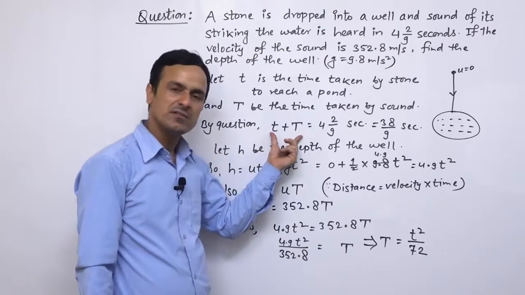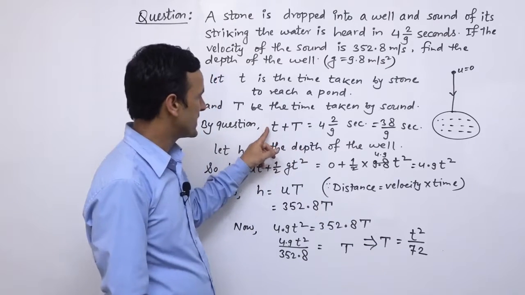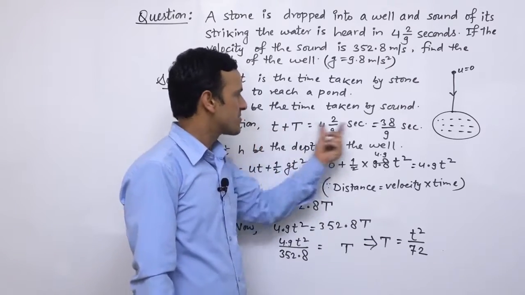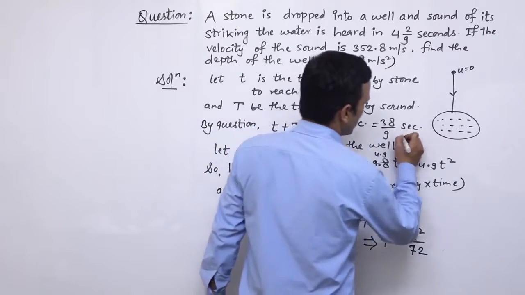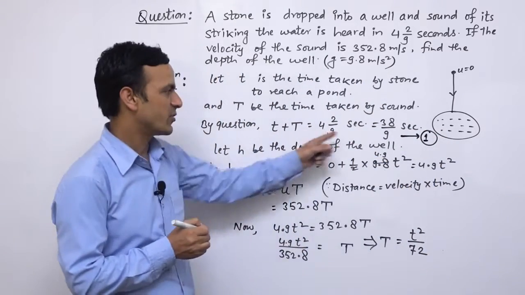This is the given or provided information. If we put the value of capital T over here, then we get the small t. So let's find out the small t from this equation. Let us suppose this is equation 1.